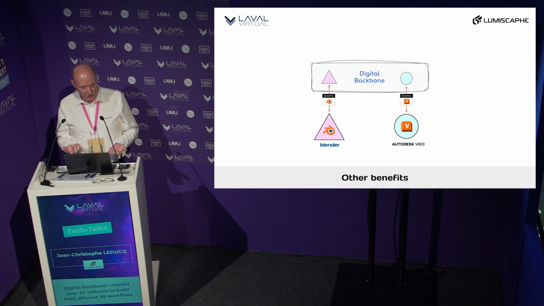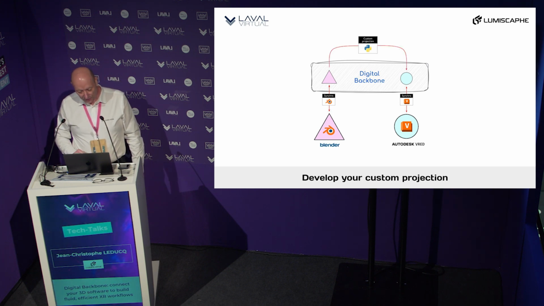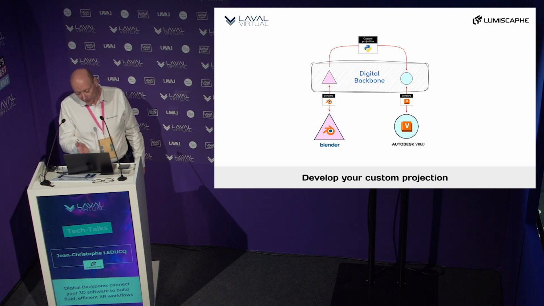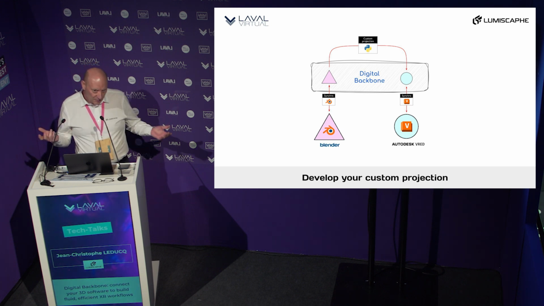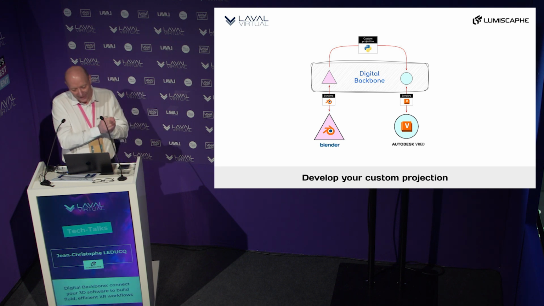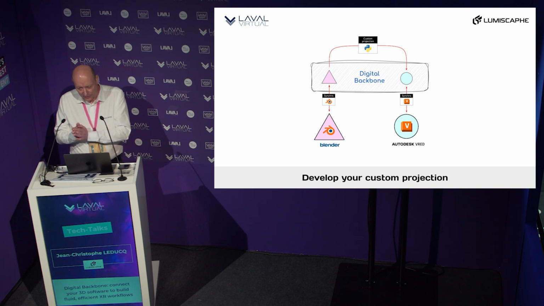So for me, developing a projection will be far easier than developing a specific bridge directly between the Blender application and the VRED application. So here is the projection. It's simply a Python script, for example, maybe something else, but here we can use Python. That script will rely on the platform to solve all technical problems. So in Python, with a few lines of script, I can project my Blender asset into VRED assets. And I have a demonstration of that just after.